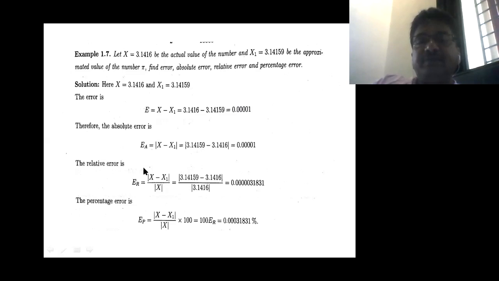Then relative error is what? Absolute error divided by true value. That is mod x minus x1, this quantity, divided by this true value. So this is the answer. This is the relative error. Then percentage error is what? Relative error, that is this quantity into 100, and the answer is this 0.3 times 10 raised to minus 3, 1831. This is the percentage error.